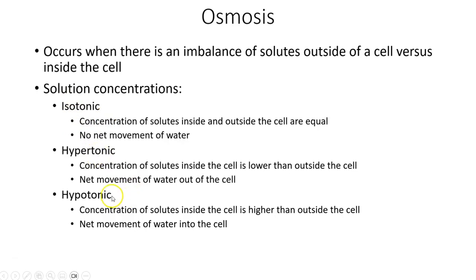All right. And then we have hypotonic solutions. Hypo means low. So the concentration of solutes outside of the cell is lower than what is inside of the cell. In this case, the water is going to move into the cell. Lots of water is going to move into the cell in an attempt to get that to be an isotonic solution.